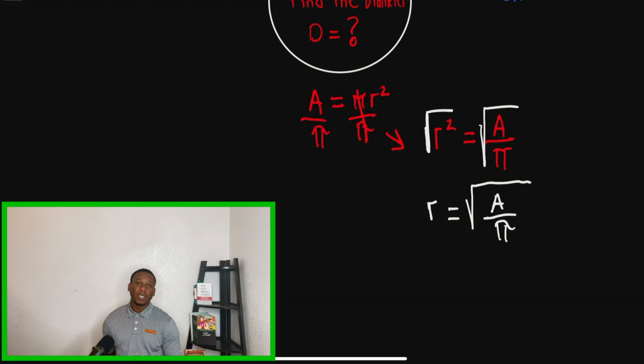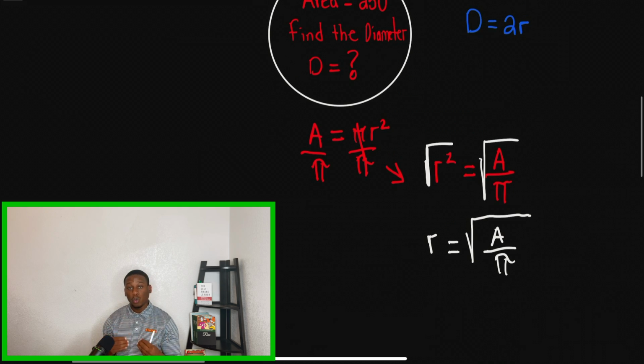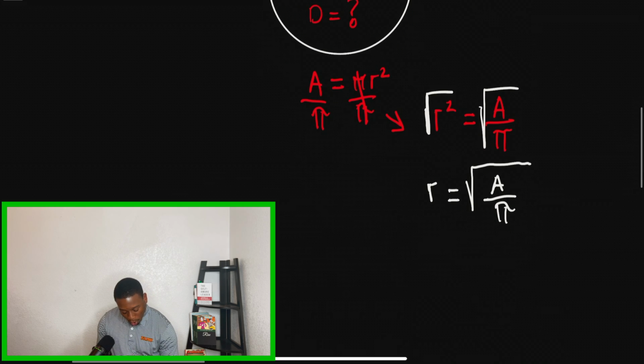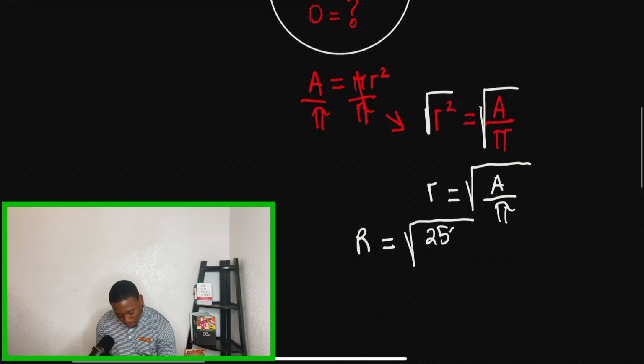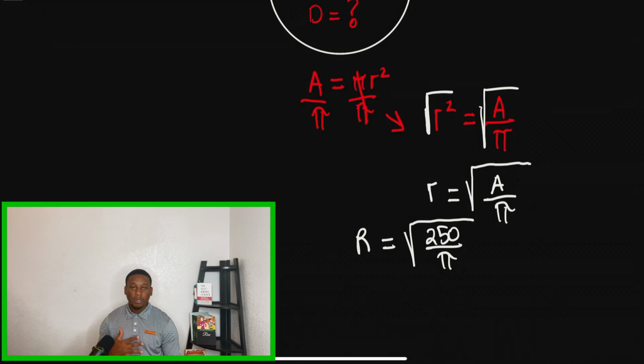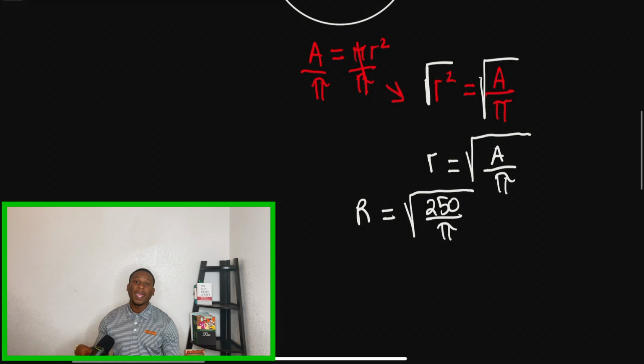So now let's start plugging in some numbers. They tell us in our problem that the area is 250. We're not going to worry about the units right now. We're just focusing on how to solve. So r is equal to the square root of 250 divided by pi. What I normally tell my students is do your division first, then go back and get the square root.